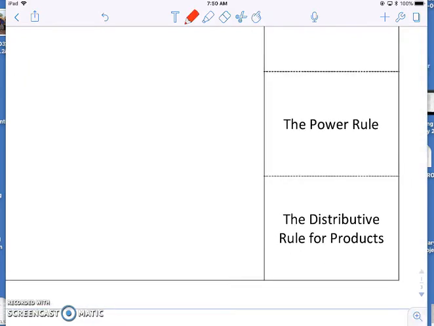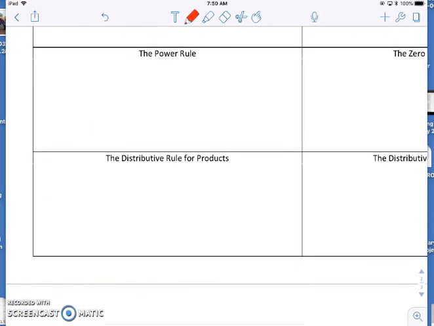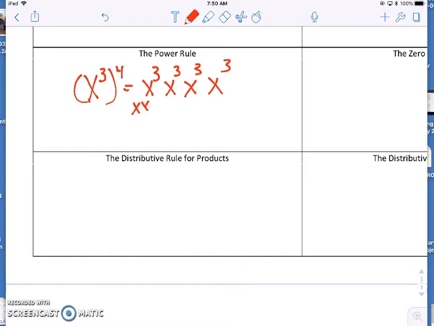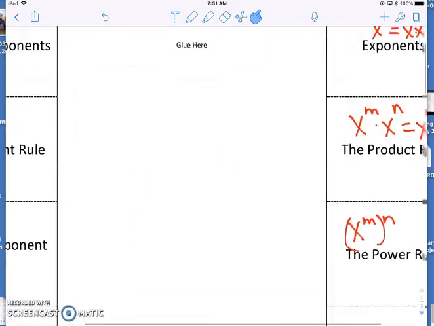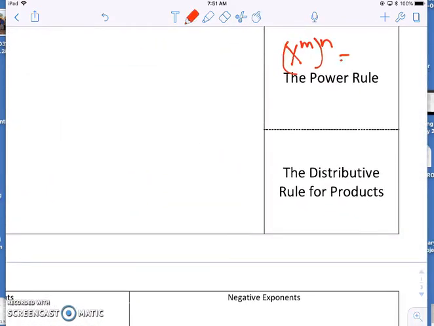If we go to the power rule, let's say that's x to the m to the n. The nice thing about this is I like exponents because we can always just write it out. x to the third to the fourth, well, that's x to the third, x to the third, x to the third, x to the third. We have it 4 times. That's x to the 12th. So our rule for the power rule would be multiply those, so that's x to the m times n.